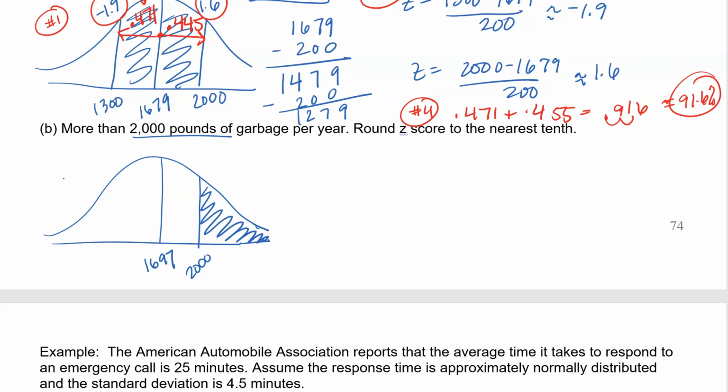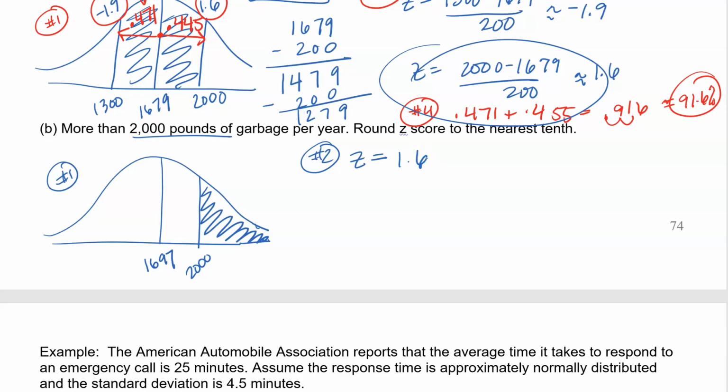In order to find the area, okay, so step 1 was to draw the picture. Step 2 is going to find the Z-score of 2,000. Well, I already know the Z-score for 2,000. The Z-score for 2,000, we did it above here, is 1.6. So I'm going to look up on the table, which I did before. So step 3, find the area. So the area for 1.6 is 0.445, and that's the area.